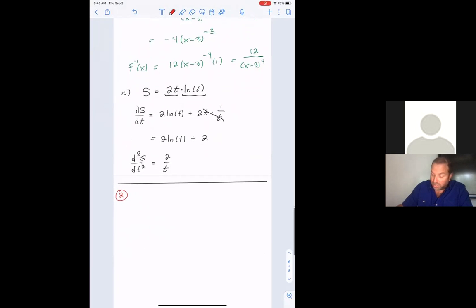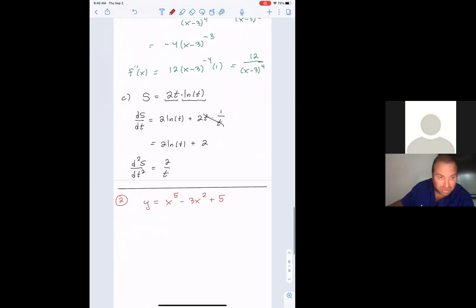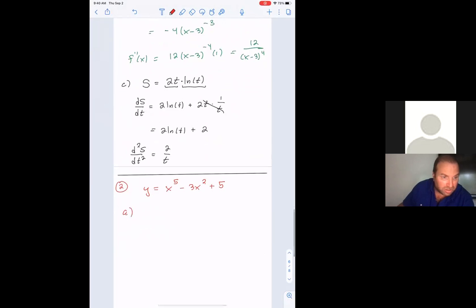It says let y equal x to the 5 minus 3x squared plus 5. And it says for part A, find any local maximum or minimum points in the curve, justifying whether they are maxima or minima. It just says justify. It doesn't say how to justify.